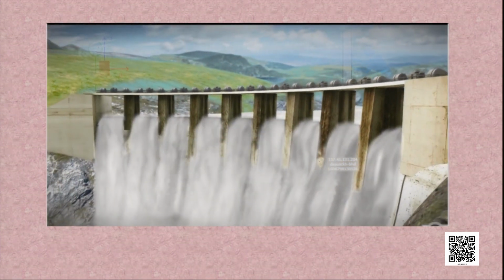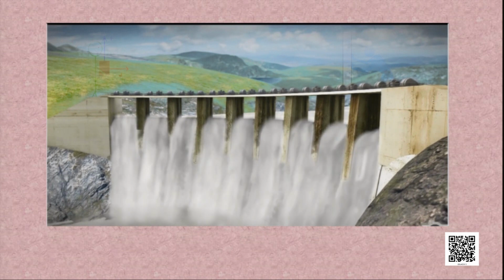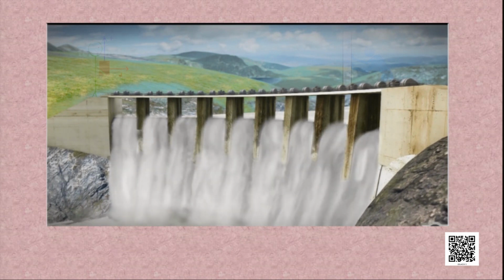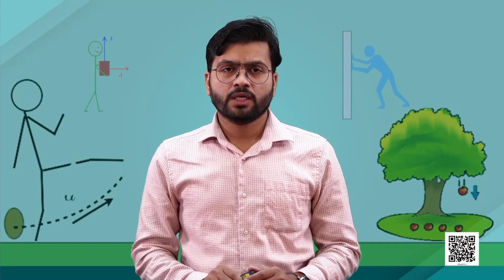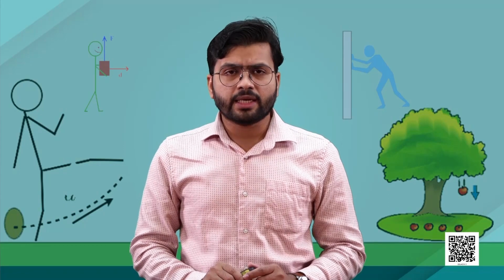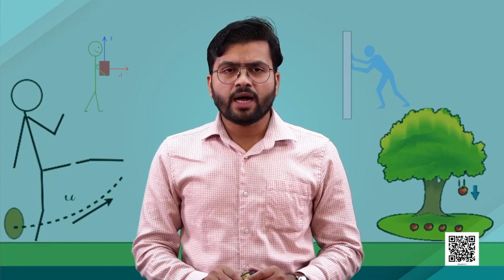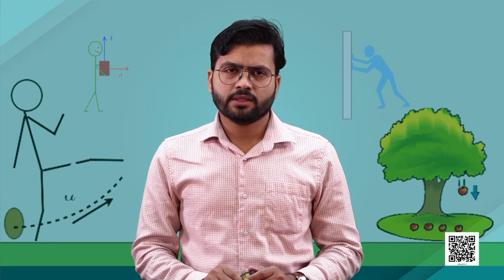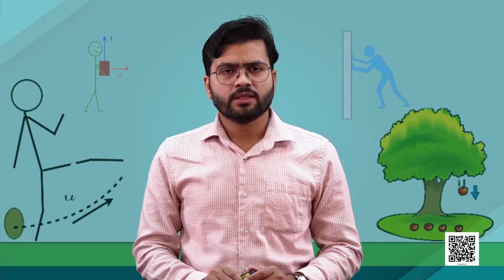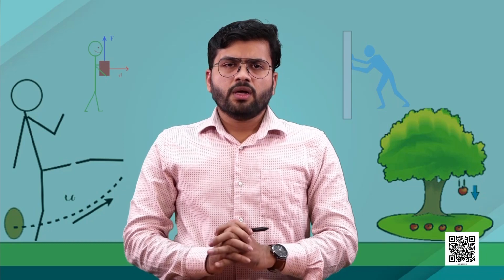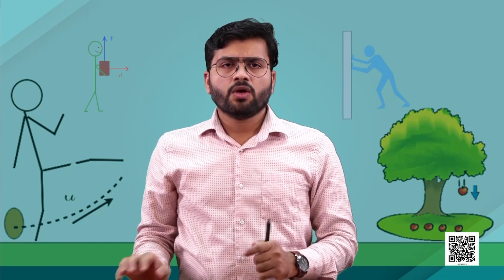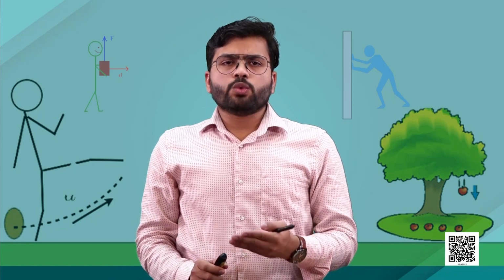Water stored behind a dam or at the top of a waterfall has gravitational potential energy. So, dear students, as you saw in the video, the gravitational potential energy increases as the height of the object increases. So, as the vertical height increases, the potential energy of that object also increases. Now, let's talk about the potential energy acquired by an object when it is raised to a certain height.